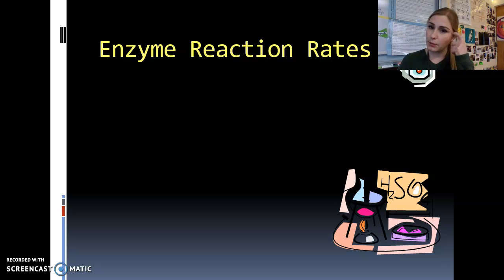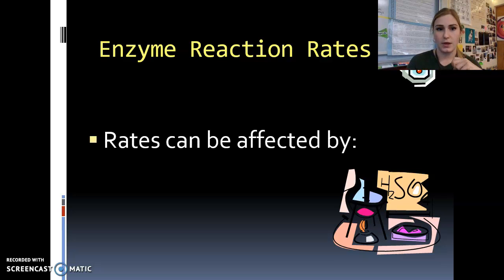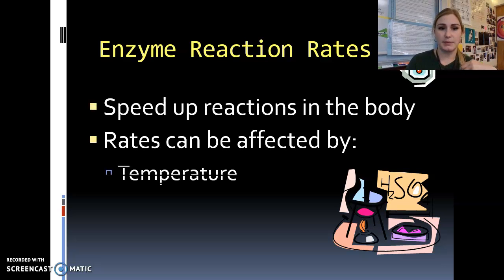Now, enzyme reaction rates. There are a lot of different things that can change how your enzymes work, just like there's a lot of different ways that could change my key from working. These rates can be affected by a lot of different stuff. First thing is temperature. If it is really, really hot, this key, made of metal, will melt. A melted key is going to do me no good.